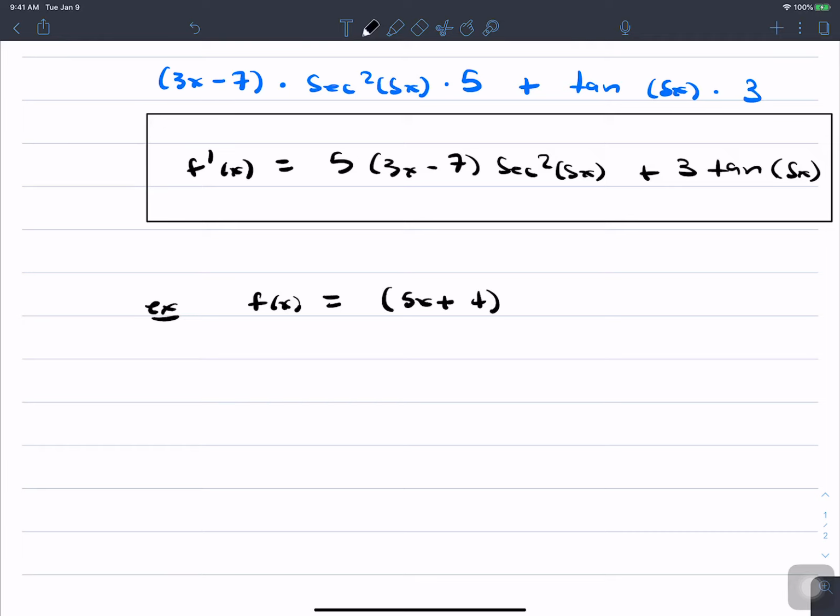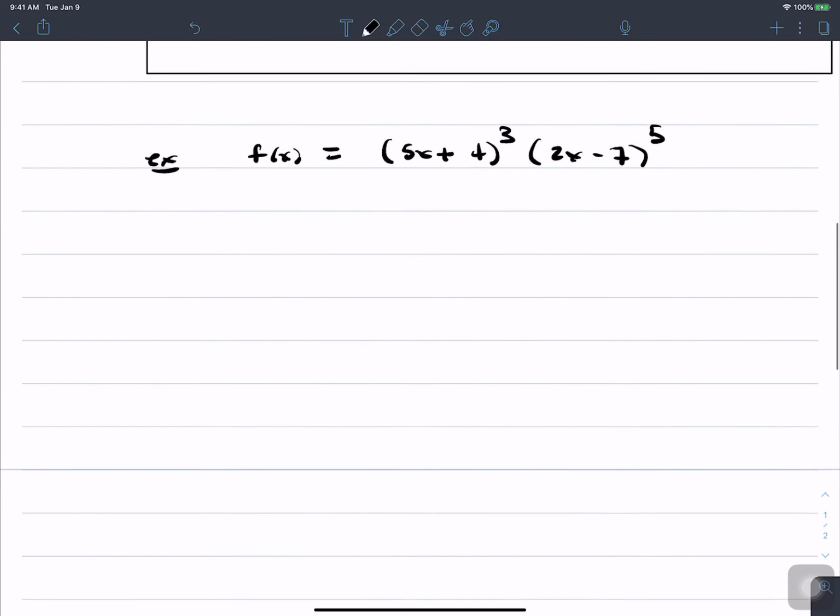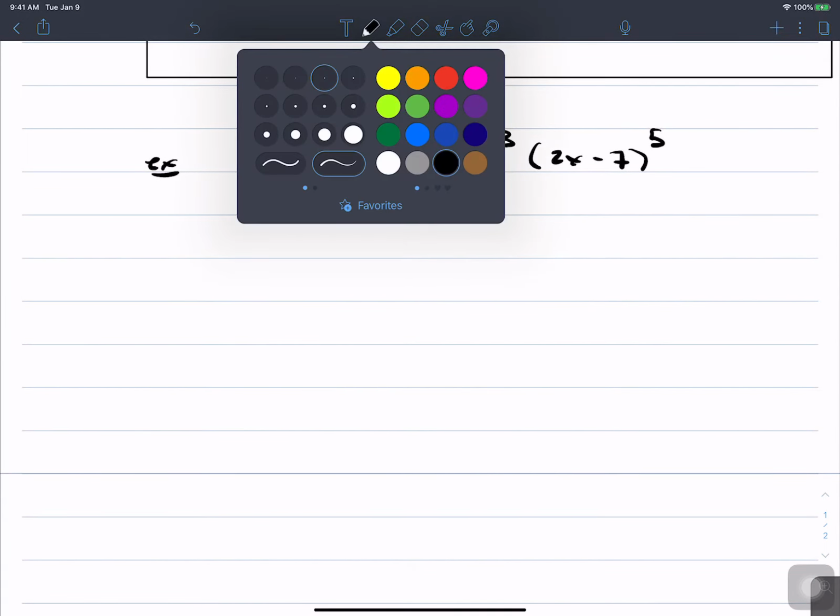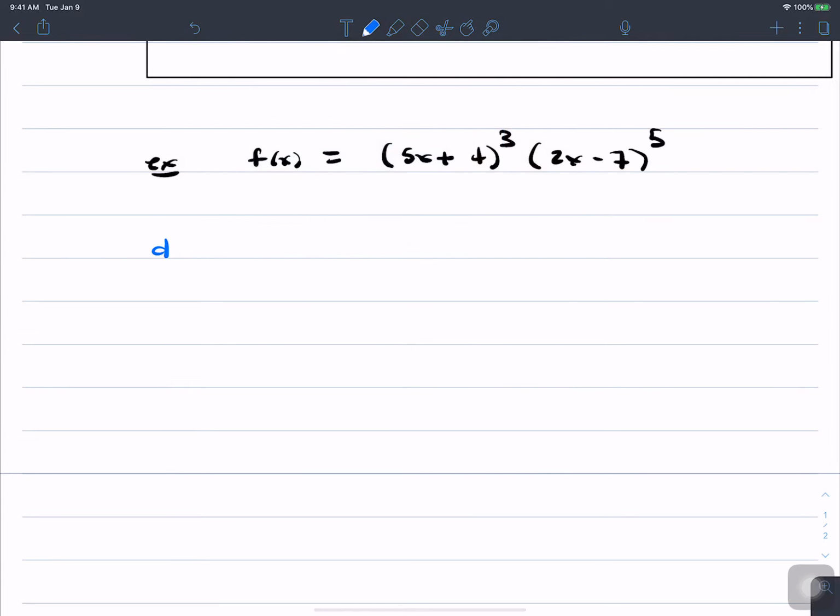(5x plus 4 to the third power). And let's do this. 2x minus 7 to the fifth power. So we look at more examples here of chain rule. Okay. Derivative of 5x plus 4 to the third power times 2x minus 7 to the fifth power.